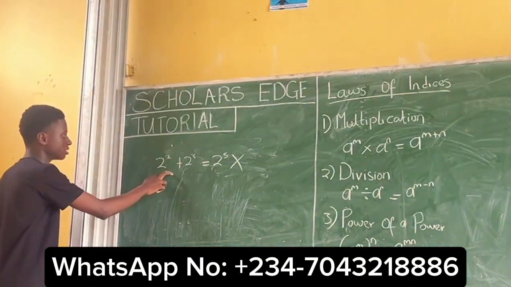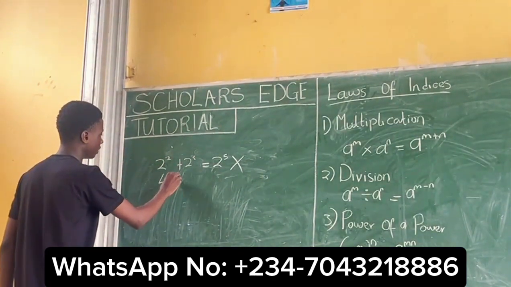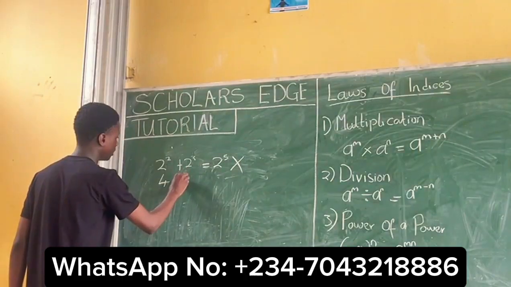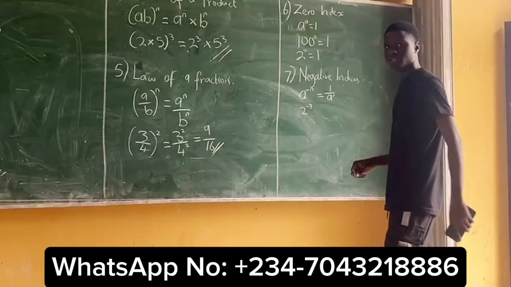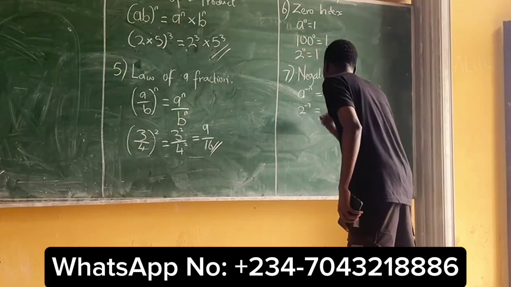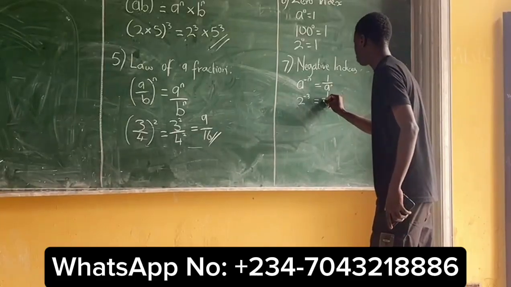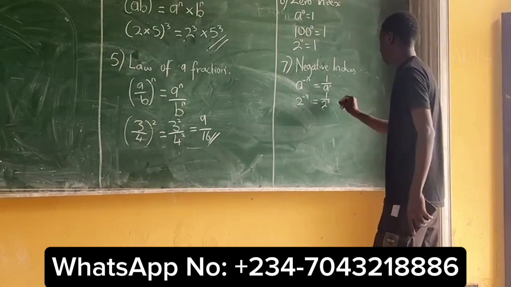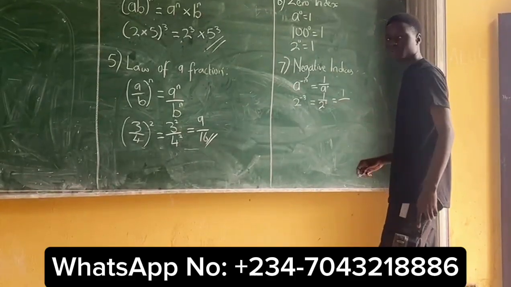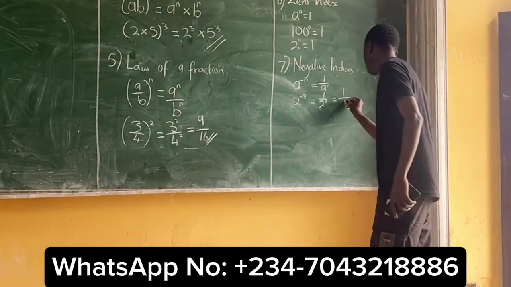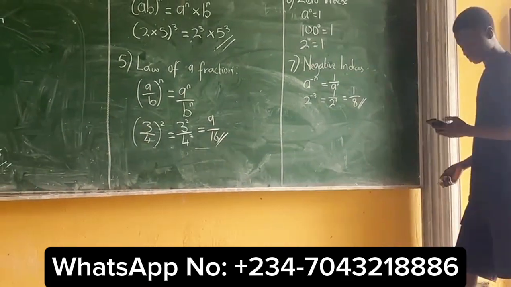If you have to solve this, 2 to the power of 2 is 4, 2 to the power of 3 is 8, and here you have 12. So this will give us 1 over 2 to the power of 3. And 2 to the power of 3 is 8, so 1 over 8. So it is that simple.